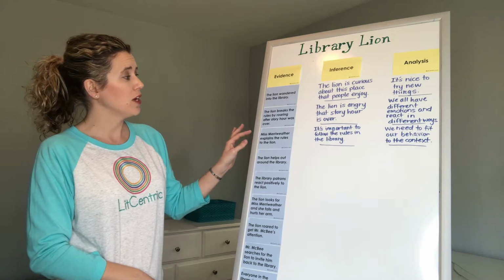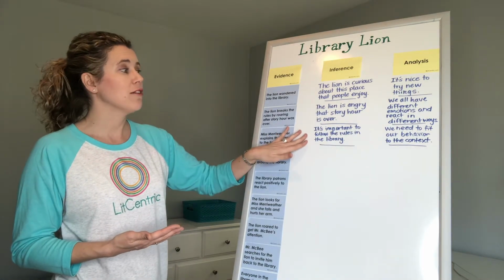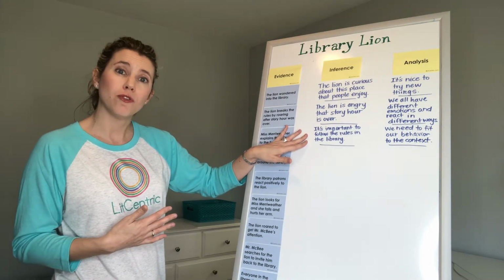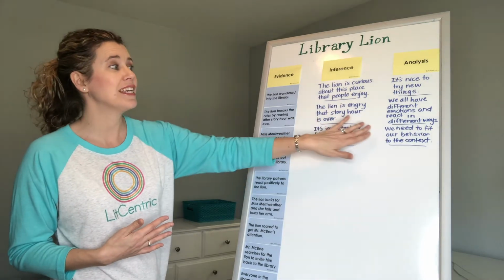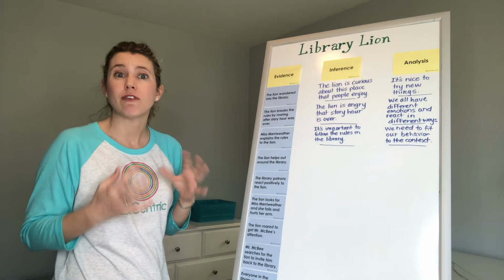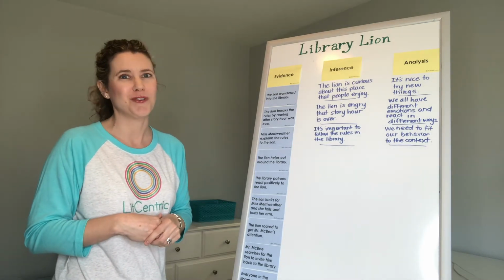My final example here is when Miss Merriweather explains the rules to the lion, and we can infer that she believes, and everyone believes, that it's important to follow the rules in the library. And the analysis of that is that we need to be aware of our surroundings and make our behavior fit the context that we're in. And that's definitely a lesson that my students need over and over again.